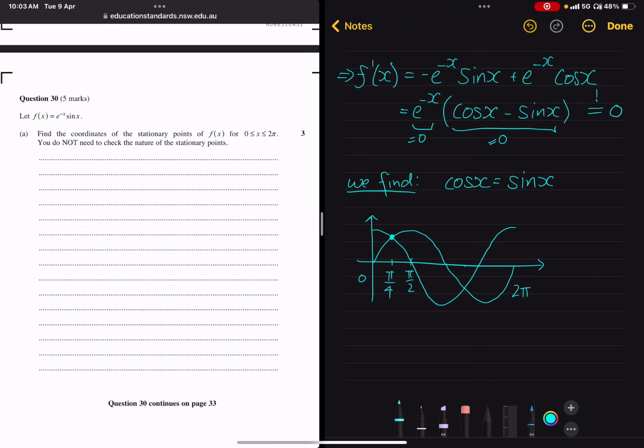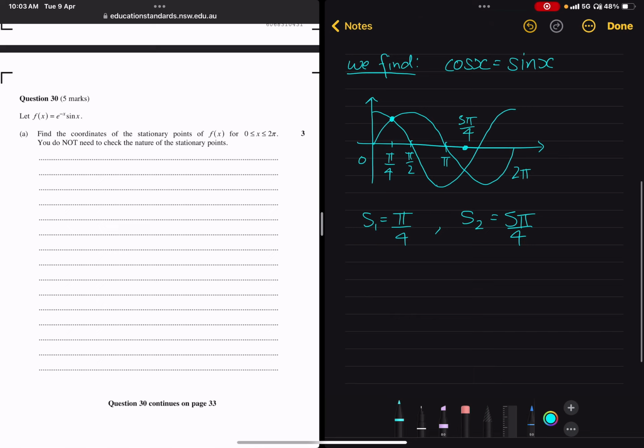And then there's also some symmetry over here that we can use. They have to be pi on 4 away from pi. So this point will be 5 pi on 4. So this means one of the points where cosine x is sine x, which we'll call S1, is pi on 4. And the other point, which we'll call S2, is 5 pi on 4. Now, these are the x coordinates, obviously. So this is x1 and this is x2.